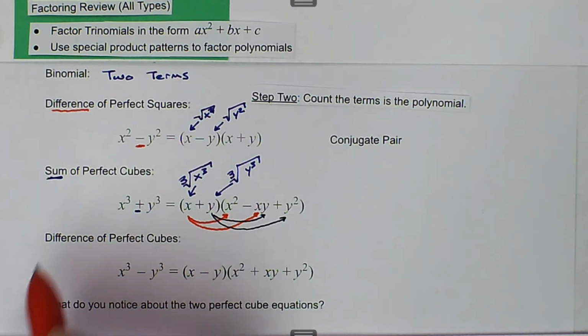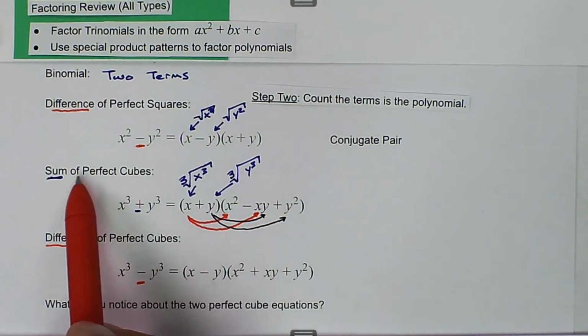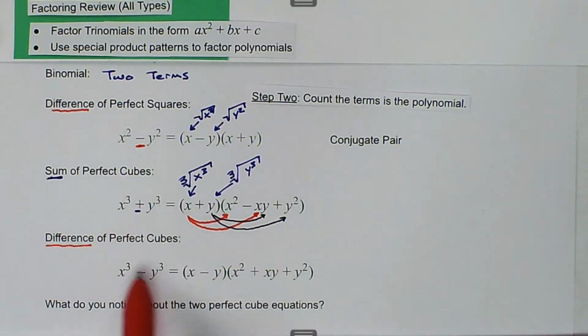Now we have the difference of perfect cubes. So it's the same. We have perfect cubes up here, and we have perfect cubes here. This time we're talking about the difference, and up here we're talking about the sum. That's the only thing that is different between those, the sign there. And it's basically the same idea.